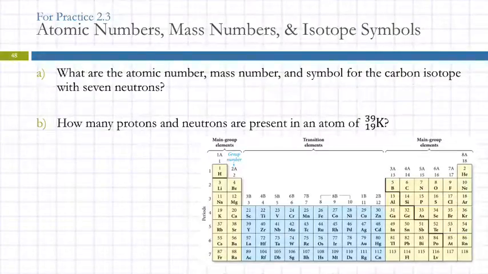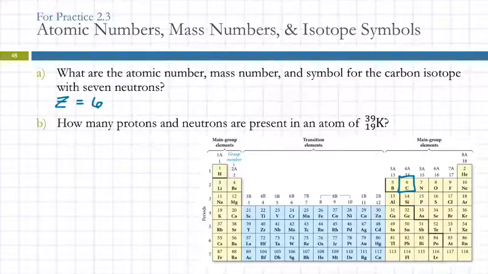So you should be able to answer questions like this. What are the atomic number, mass number, and symbol for the carbon isotope with 7 neutrons? Well, atomic number, what does that tell us? Number of protons. So we get that from the periodic table. So we look at the periodic table and we find carbon. How many protons does carbon have? 6. So the atomic number, Z, is 6.